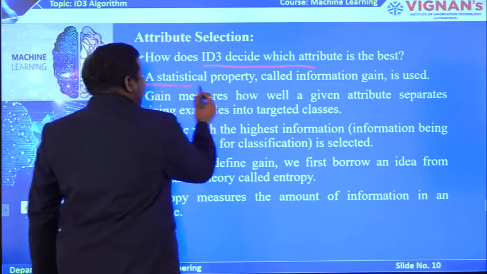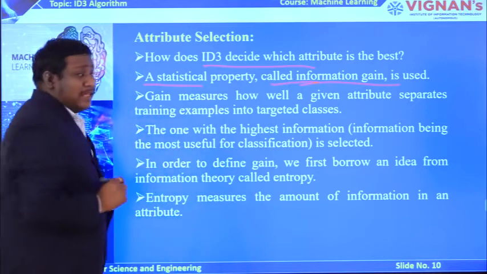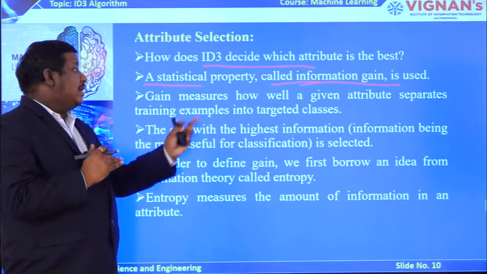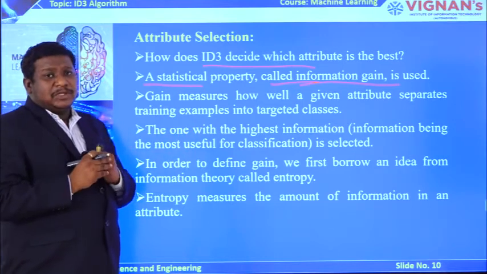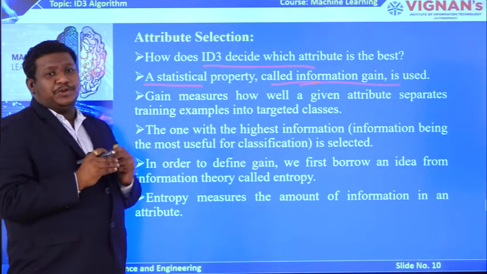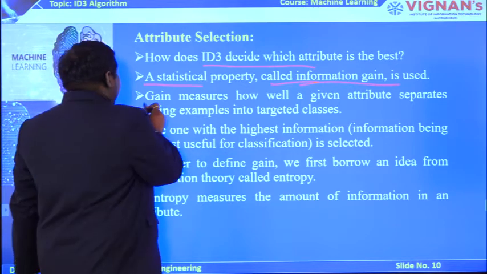A statistical property called information gain is used here. To select the best attribute, the method we are going to use is the information gain. This is one of the important functions or methods we are going to use to calculate the best attribute: information gain. That means gain measures.